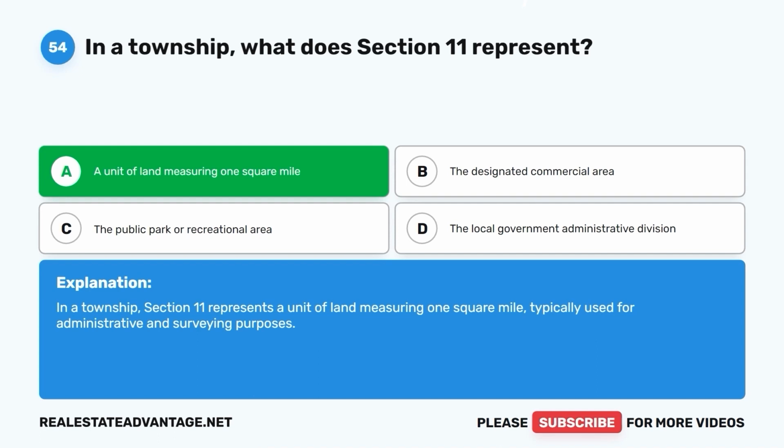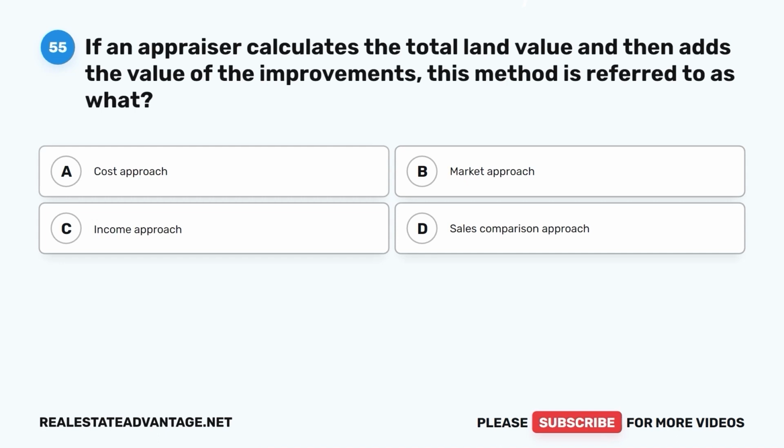Question 55. If an appraiser calculates the total land value and then adds the value of the improvements, this method is referred to as what?